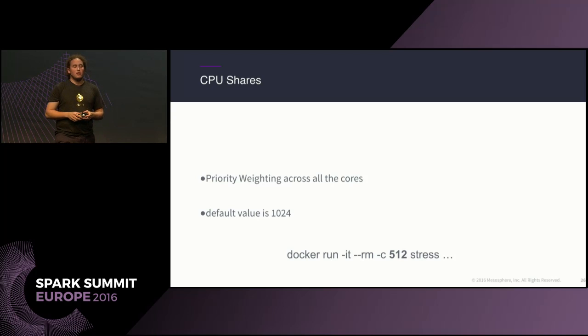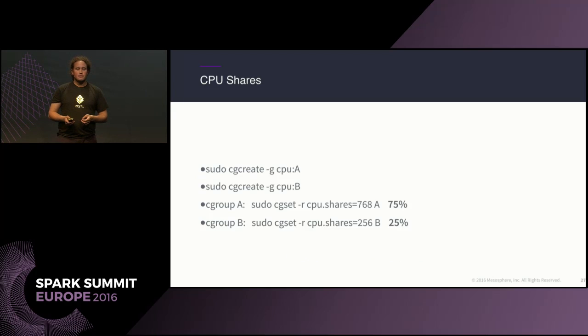So CPU shares is just like a weight you can assign to different process groups, to different containers, and it's just a relative value. So the default is 1024. So if I would start my Docker image with a value of 512, that would mean that it receives less likely CPU shares as compared to a normal process.